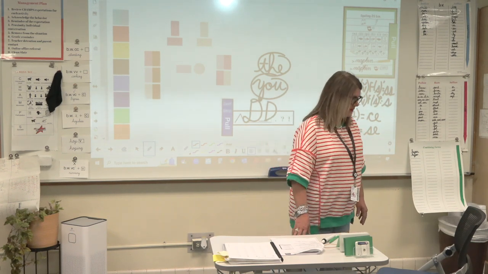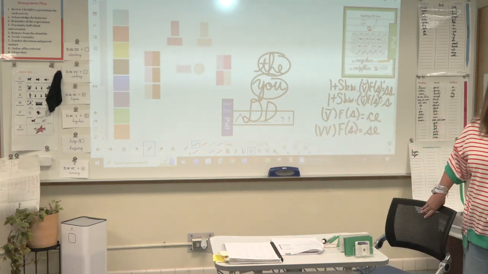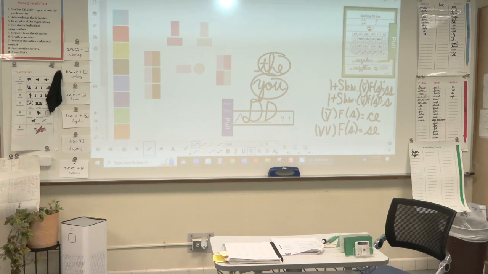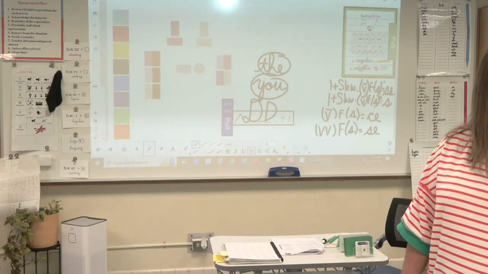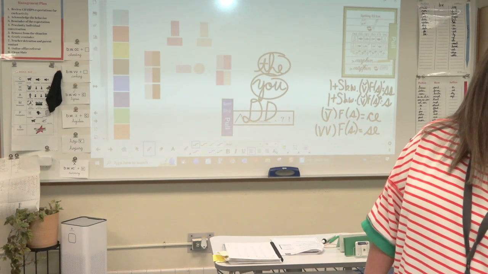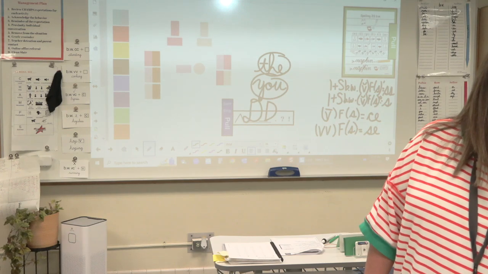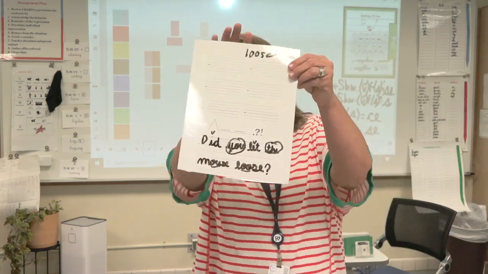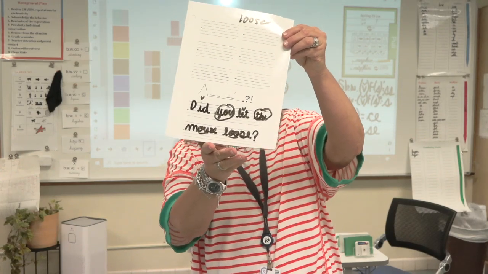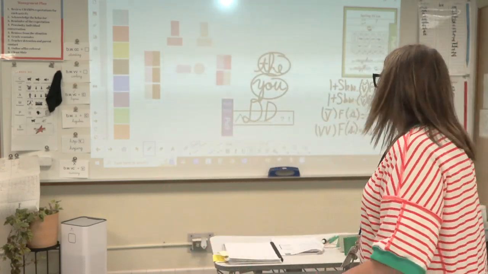Excellent. All right, code it. Excellent. Read your sentence. Did you let the mouse loose? Good. Point to the word mouse. How did you spell final s in mouse? S-E. Why? Because it came after a vowel. Excellent. I'm going to show this. Can you see the sentence in the camera? This is what he wrote on the bottom of his paper. Excellent job. All right, you may erase.